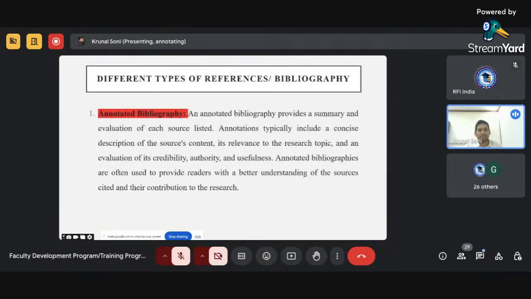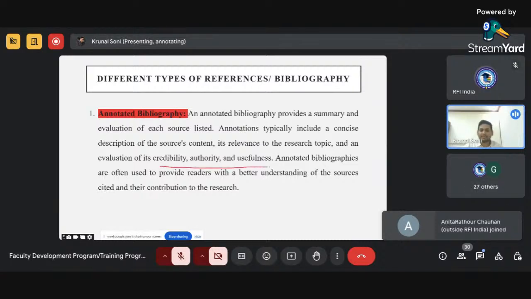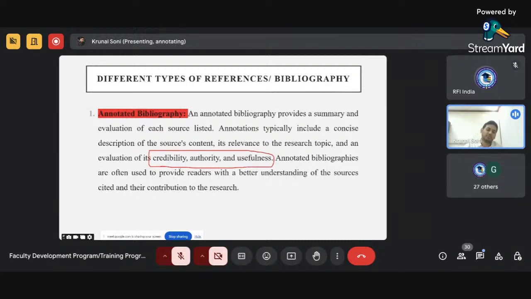Right. So this is annotated bibliography. Annotated bibliography means you have to provide 2-3 lines of the crux of the research in terms of credibility, authority, and usefulness, right? Whatever research has been done by those researchers, you have to prove those research. Immediately after the bibliography, you have to provide a 3 to 4 line bifurcation of this.